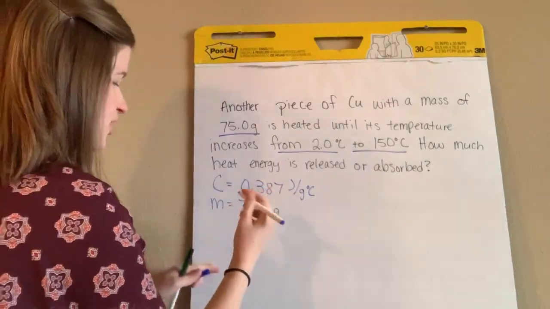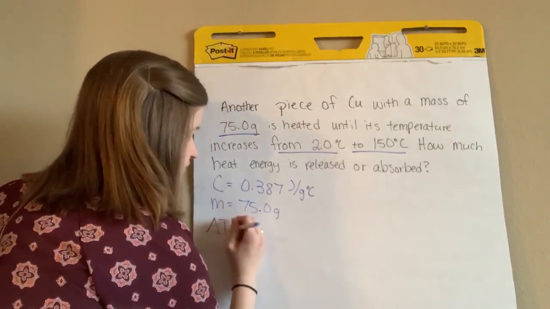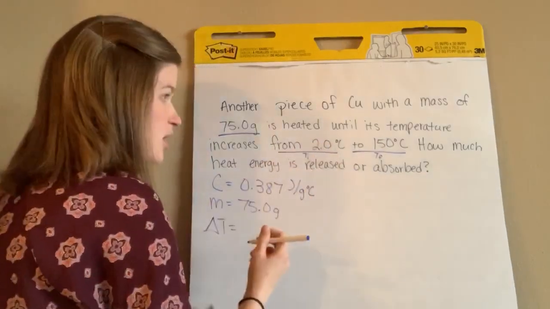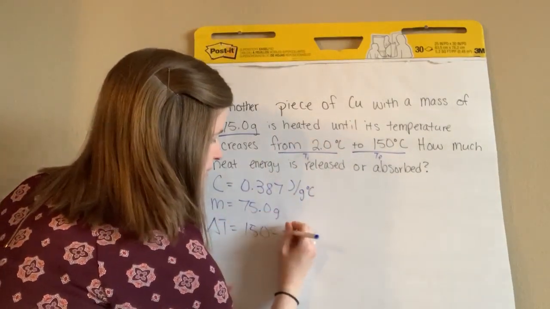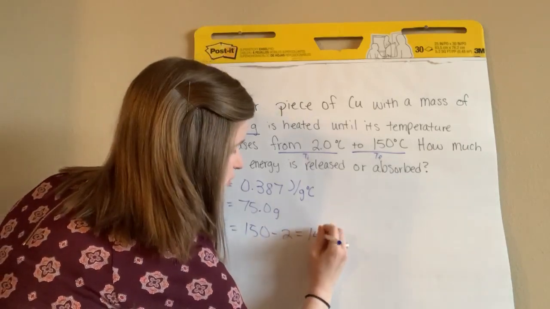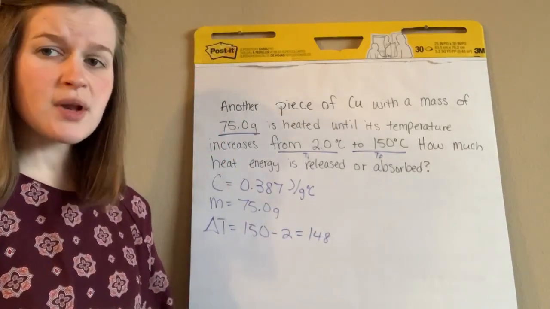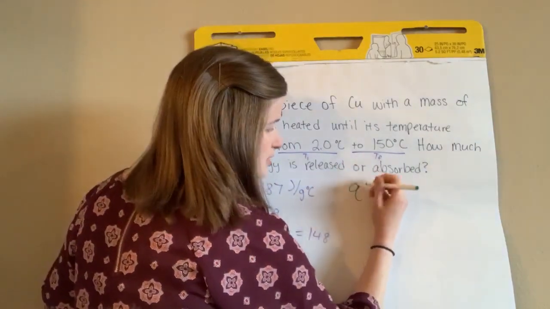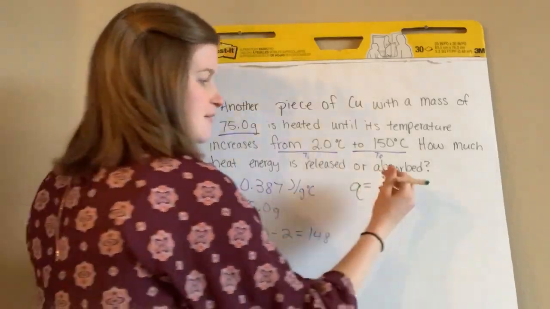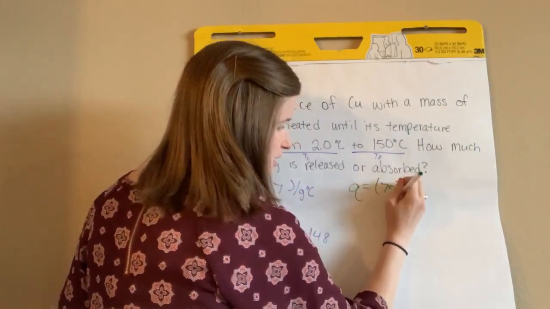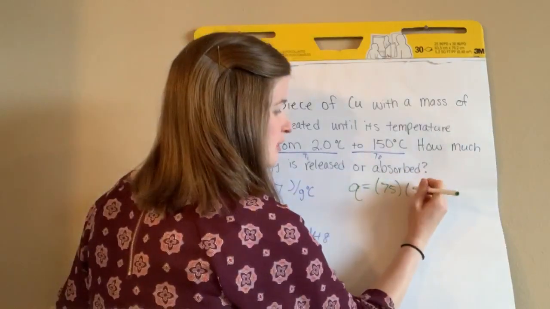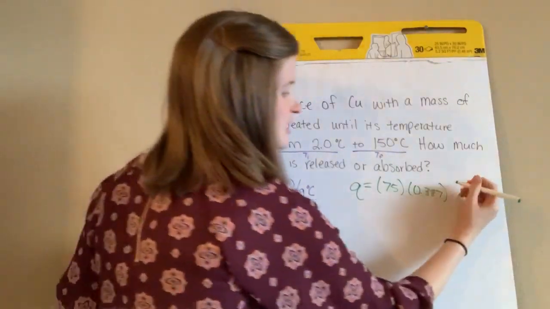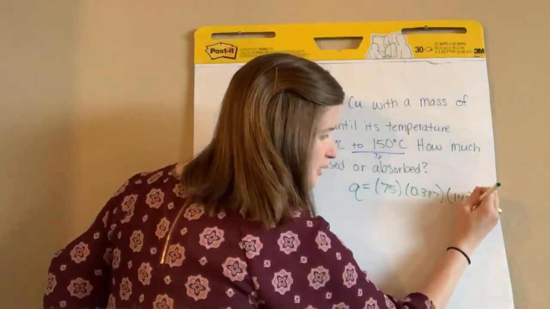And then our temperature, delta T is going to be T final minus T initial. So I'm going to take 150 minus 2, and that's going to give me 148. So now I'm plugging into my formula, Q equals MC delta T. I don't know Q this time, that's what I'm solving for. I know M, it's 75. Again, I'm going to put it in parentheses. I know C, 0.387. And I know delta T, it's going to be 148.